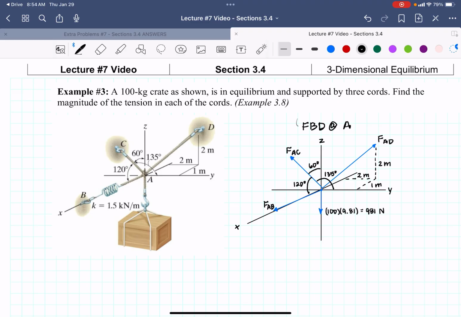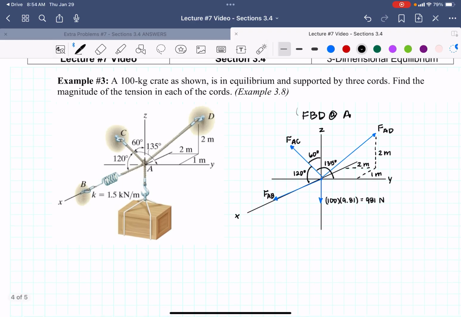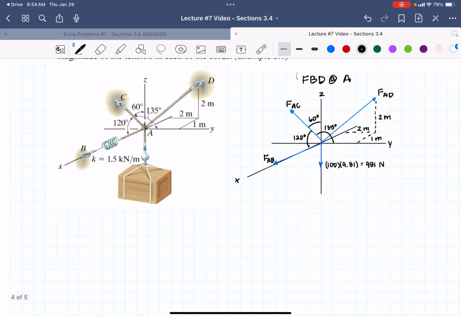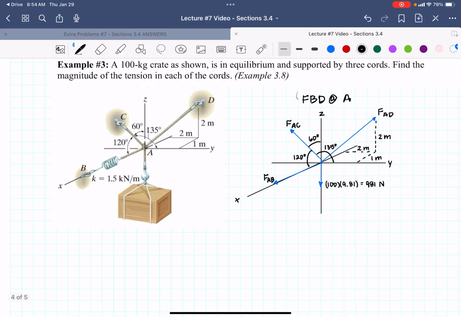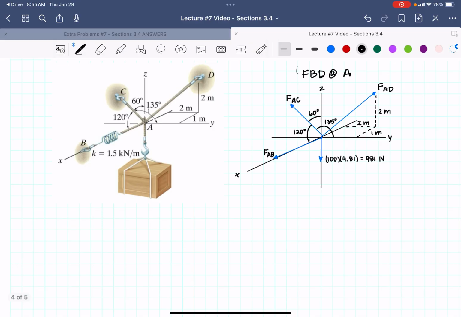So in order to do our 3D equilibrium analysis, we need to be able to look at the forces in each of their Cartesian vectors. It tells me that the crate is 100 kilograms, so I've already done what that force is, 981 newtons down. And it wants to know the tension in each of the 3 chords, 3 unknowns and 3 equations. I know I can solve for them. So I'm going to start with FAB.